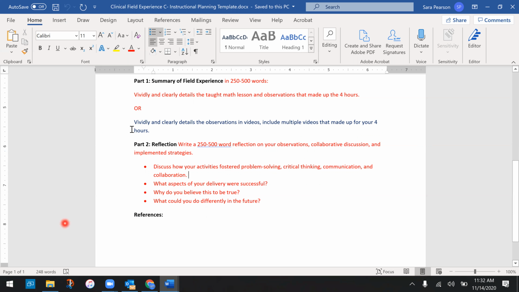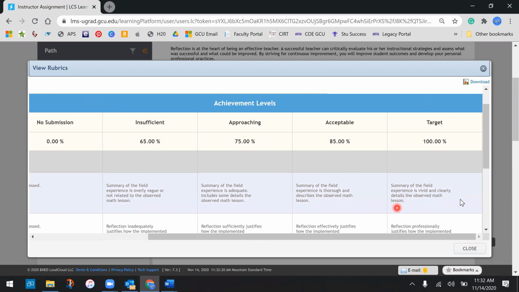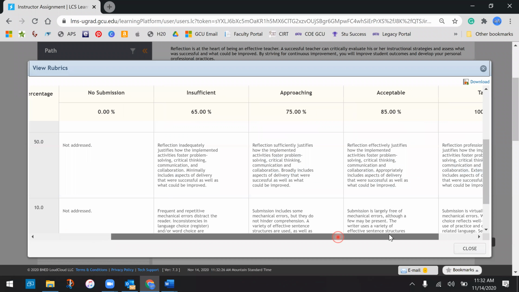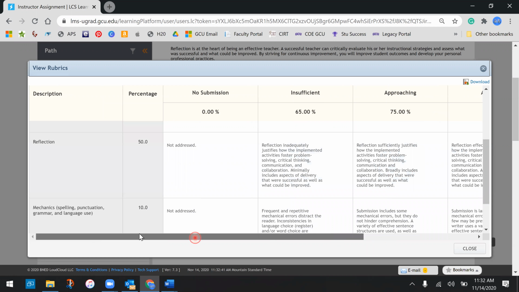Now let's take a minute to look at the rubric for this assignment. We have our summary of the field experience, which is just asking that you vividly detail the math lesson and the strategies used. We have our reflection. I really love reflection. It shows growth, but make sure you use these words. How are we fostering problem solving, critical thinking, communication, and collaboration? I am looking for you to talk about all four of those things in your reflection.